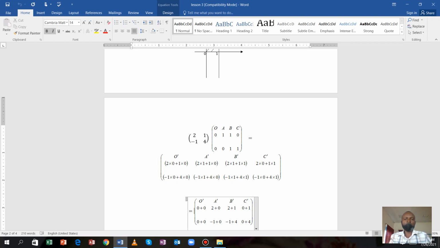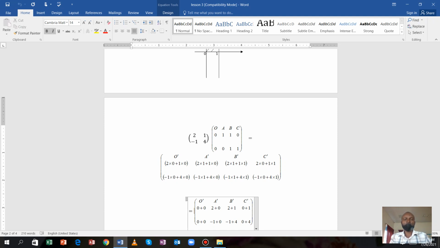So when you multiply, which you already know, row by column, begin with that first row, 2, 1, with each of the object points 0, 0, 1, 0, 1, 1, 0, 1. So if you multiply, you will get 2 times 0 plus 1 times 0. Go to A, using the same row, 2 times 1 plus 1 times 0. Go to B, 2 times 1 plus 1 times 1. You go to C, 2 times 0 plus 1 times 1.